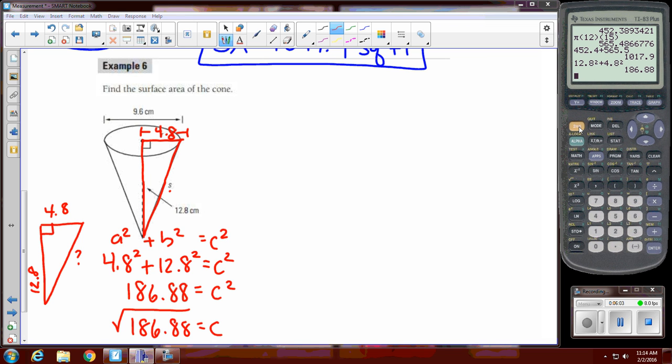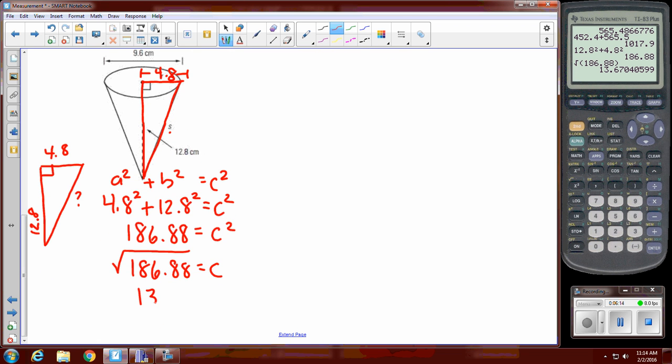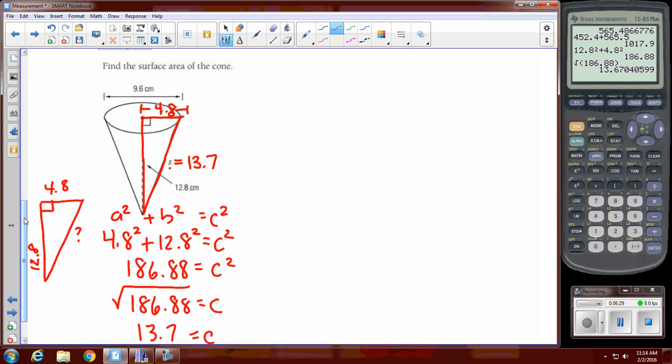So in our calculator, square root 186.88 gives me, we'll round to one decimal place, 13.7. So the hypotenuse of this triangle is 13.7 centimeters, which in our diagram actually gives us our slant height, which is 13.7. So now I have the radius and I have the slant height. I can go through and find the surface area.